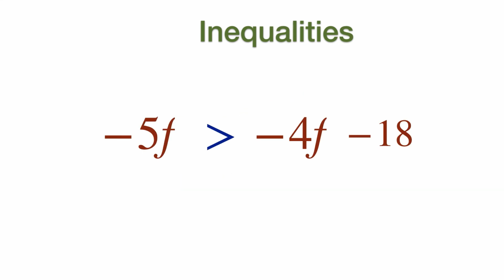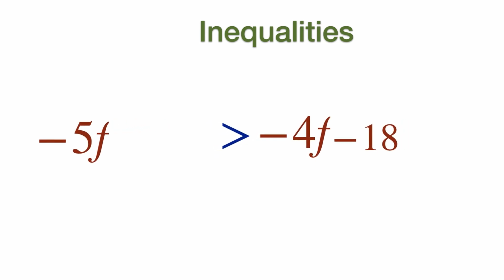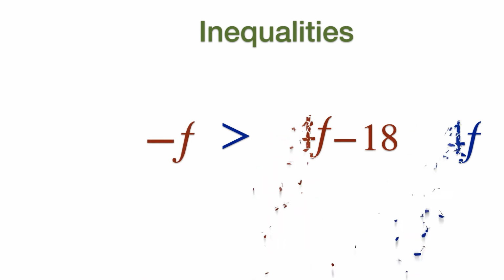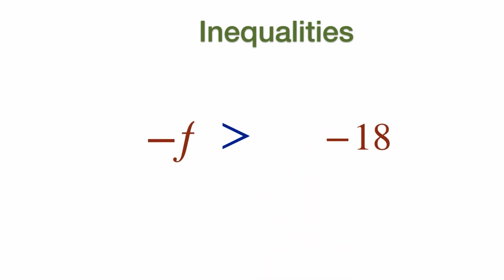Consider solving this inequality. On this occasion, our plan is to gather the unknown terms f in one side of the inequality. So we start by adding 4f to both sides of the inequality, as there is already minus 4f on the right hand side, and adding this 4f will eliminate the 4f altogether on the right side and leaves you with just minus 1f on the left side and minus 18 on the right side.